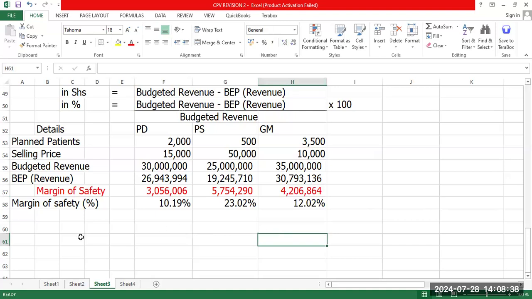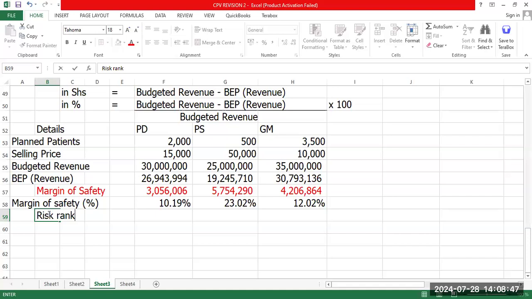So that can help you now to know the risk ranks. You can rank and comment very well. Which one comes in the first position? Which one is the best? Which one is highly risky? PS.